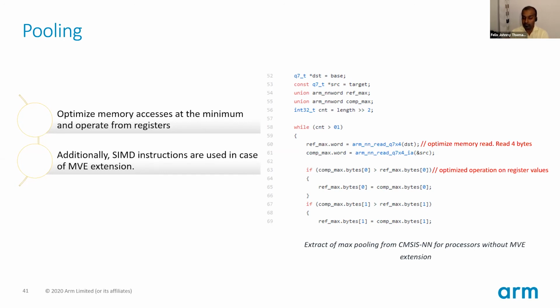If you take the Cortex-M55 with vector extension, there we have SIMD instructions, and it allows you to perform max operations on 16 bytes in one instruction.